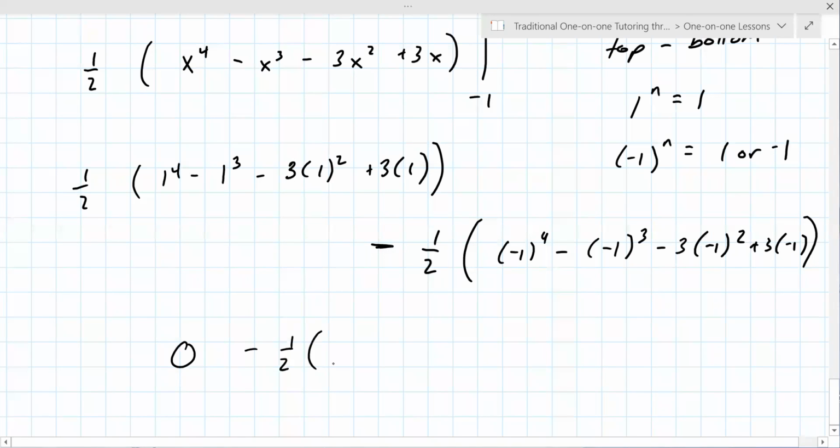Okay, -1/2. So this is 1. -1 cubed is -1, but you have a negative there, so that's +1. This is -3 minus 3. So you get -6 plus 1 -4. So it works out to +2.